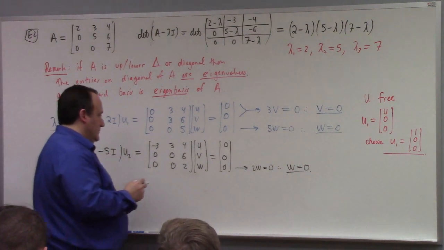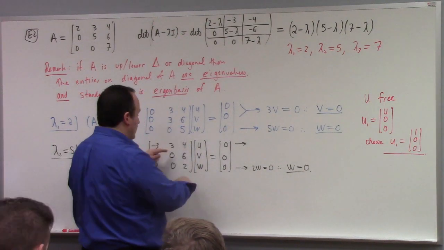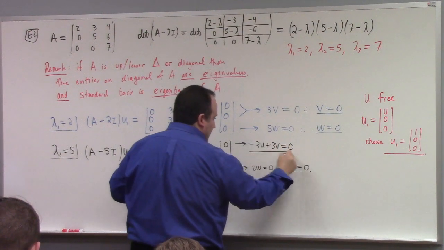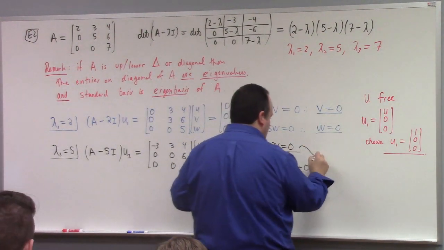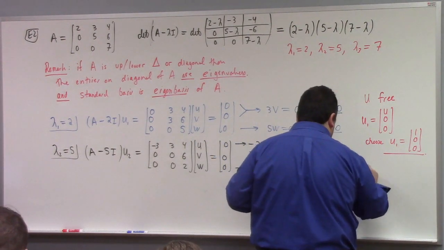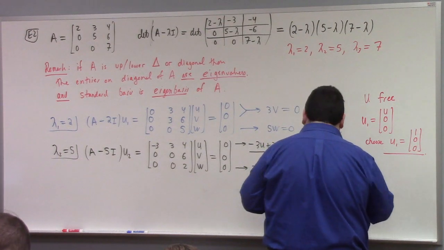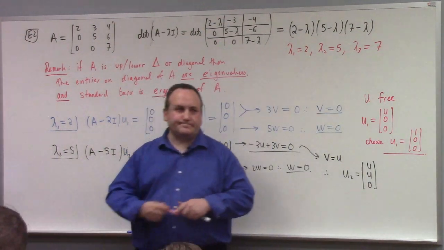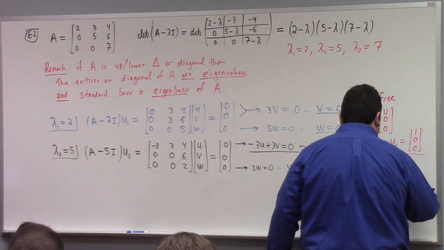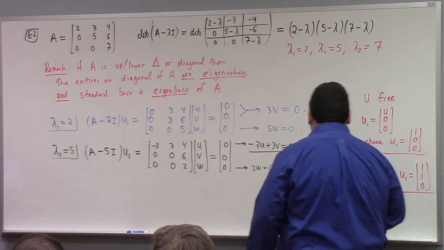The first one will give me what? So let's take w equal to 0 into consideration here. We really just get minus 3u plus 3v equals 0, right? Which tells me that v is equal to u. So therefore u2 has the form u, u, 0. So I will choose u2 equals 1, 1, 0.